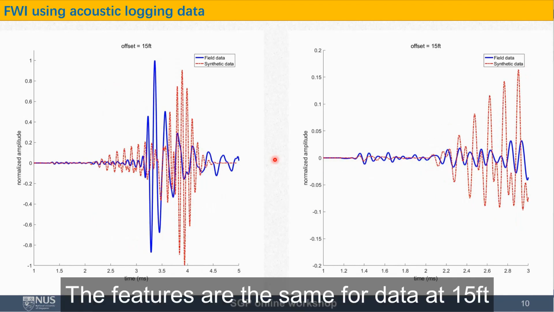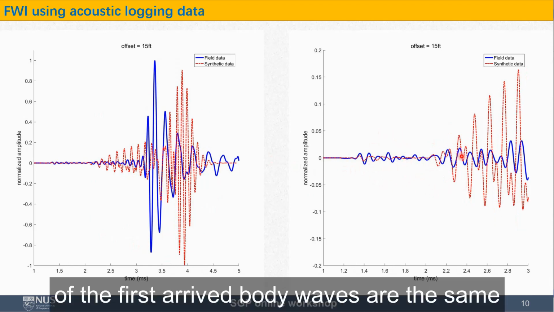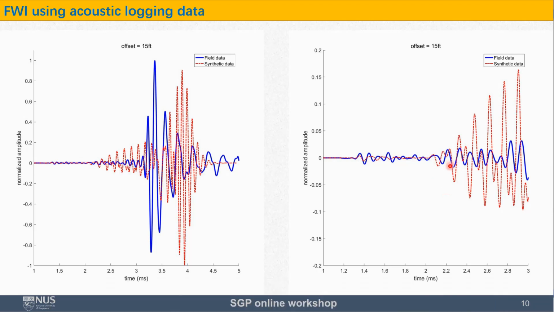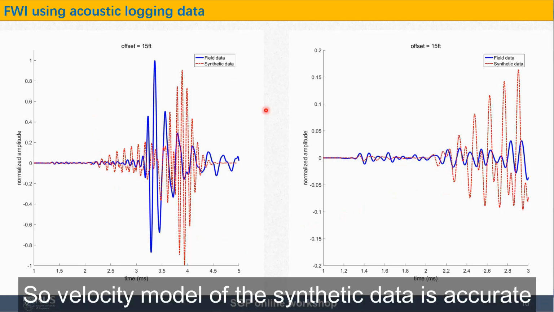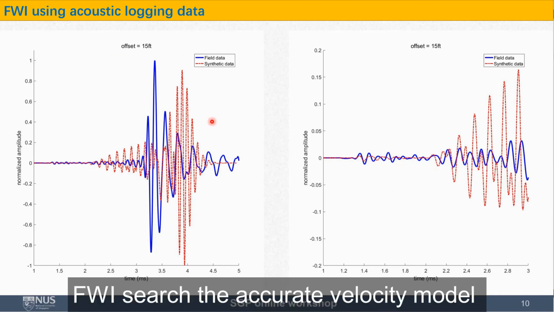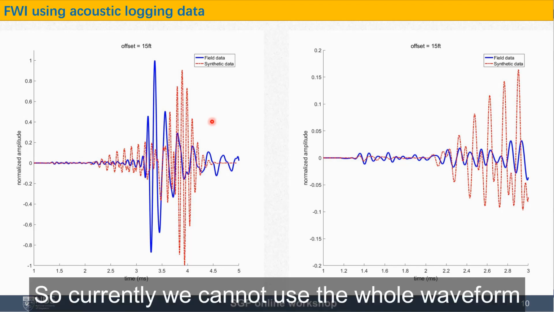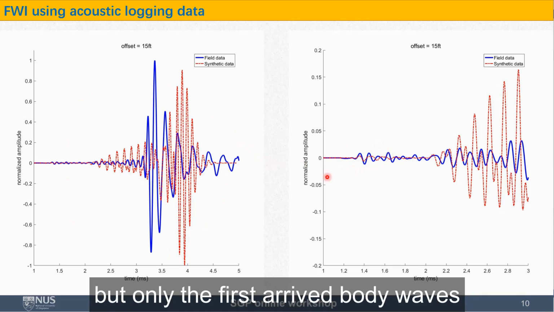The features are the same for data at 15 feet. Because the travel time of the first arrived body waves are the same, the velocity model of the synthetic data is accurate. However, as I mentioned, FWI searches for the accurate velocity model by waveform matching. So currently, we cannot use the whole waveform, but only the first arrived body waves.